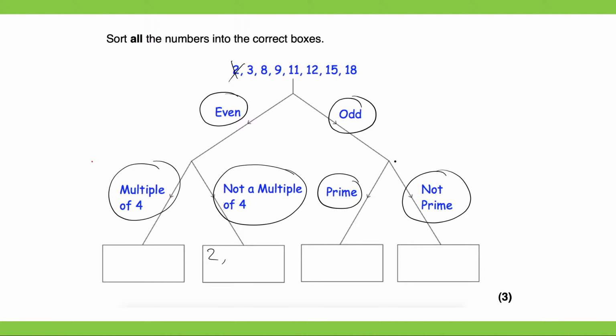3, it's an odd number and it is a prime, so it would go here. 8 is an even number and it's a multiple of 4, so it would go here. 9 is an odd number and it's not a prime, over here. 11, it's an odd number and it is a prime, it would go here. 12, it's an even number and it is a multiple of 4, it would go here. 15, it's an odd number and it is not a prime, so it will go here. And 18, finally, it's an even number and it's not a multiple of 4. And now just like that we will get 3 marks for answering all of them correctly.